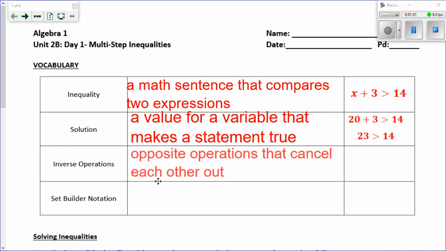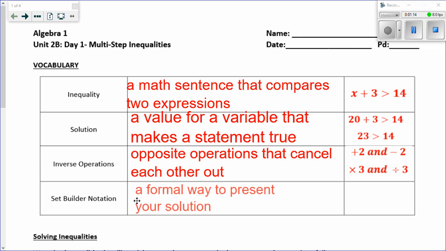Inverse operations are opposite operations that cancel each other out. So like adding 2 or subtracting 2, multiplying by 3 or dividing by 3, those are inverse operations. And set builder notation is the formal way to present your solution or solutions. Normally it would be x such that x equals whatever we found. This time it's going to look a little different because we're not talking about an equal sign, we're talking about an inequality.